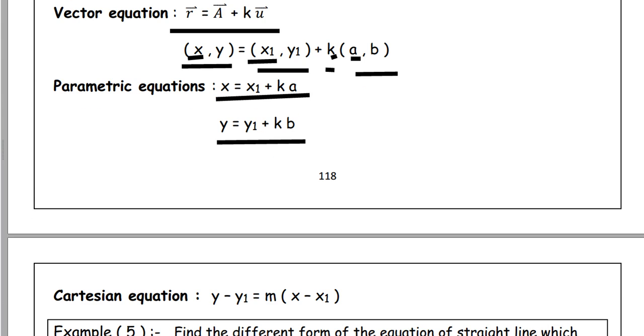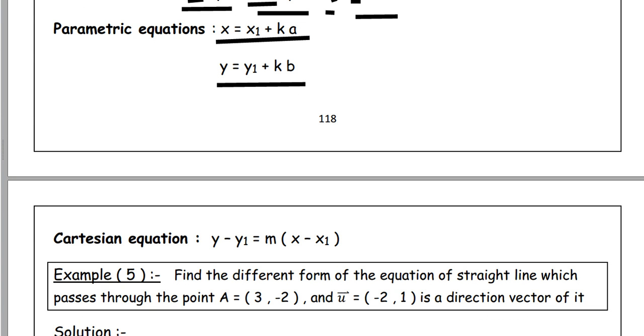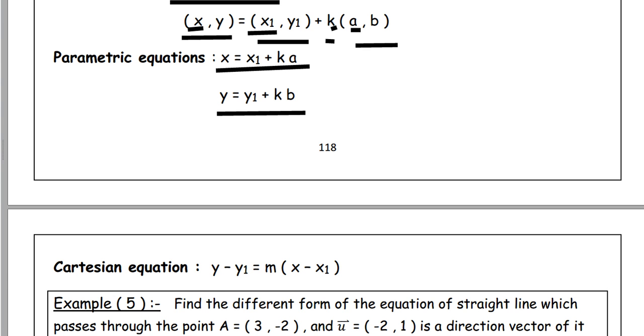Let's go to the Cartesian equation. The Cartesian equation, as we studied before, is y minus y1 equals m by x minus x1. And to remind you again, y and x still as they are. x1, y1 is a point, m is the slope.